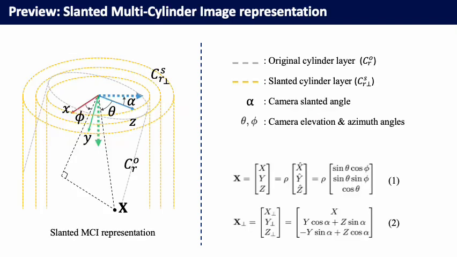This is our slanted multi-cylinder image representation notation. As shown on the left side, the gray cylinder indicates the cylinder in camera coordinates, and the yellow cylinder layers mean slanted cylinder layers, which we used in our paper. Alpha, theta, and phi denote the camera's slanted angle, elevation, and azimuth angles, respectively. By using these parameters, we can transform points in the original cylinder to the slanted cylinder from equations 1 and 2 below.